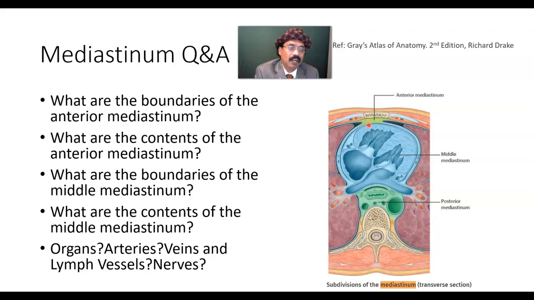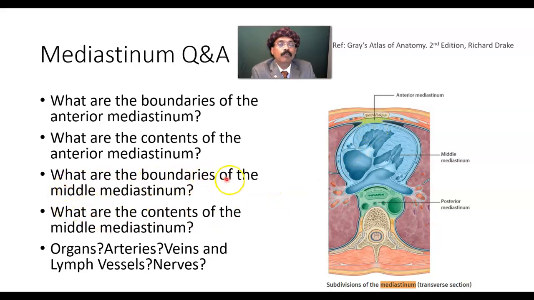Blood vessels, arteries and veins, very small blood vessels are present there. Space is very minimum, but it contains sternopericardial ligament. Okay, so these are the content. Most important content is the loose areolar tissue, sternopericardial ligament, and thymus in children. Okay, these are the contents of the anterior mediastinum.